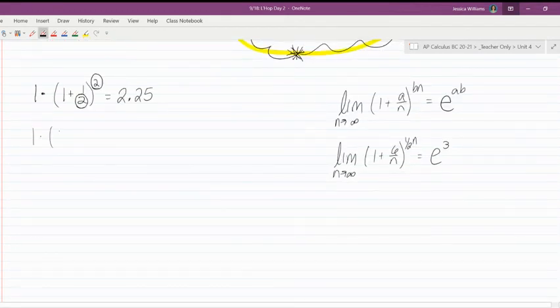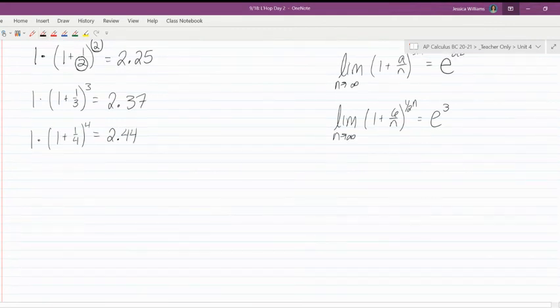What if you had $1 and you did it 3 times a year at 33%? That would give you $2.37. What if you had $1 and you did it 4 times at a quarter? You'd get $2.44. And then, because they had so much time on their hands, what if we did it forever, compounding continuously? And then they found this number, 2.71828.